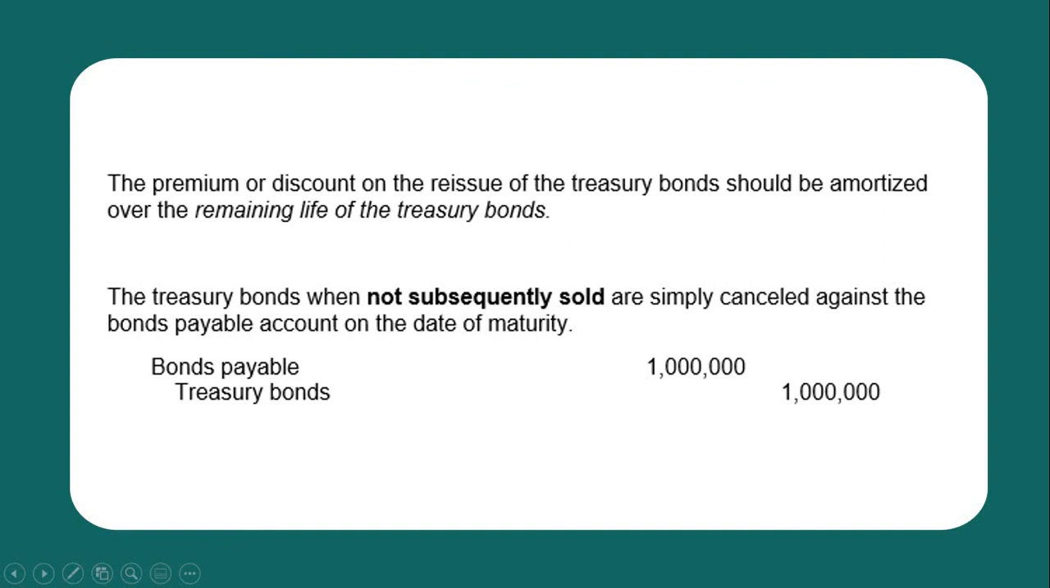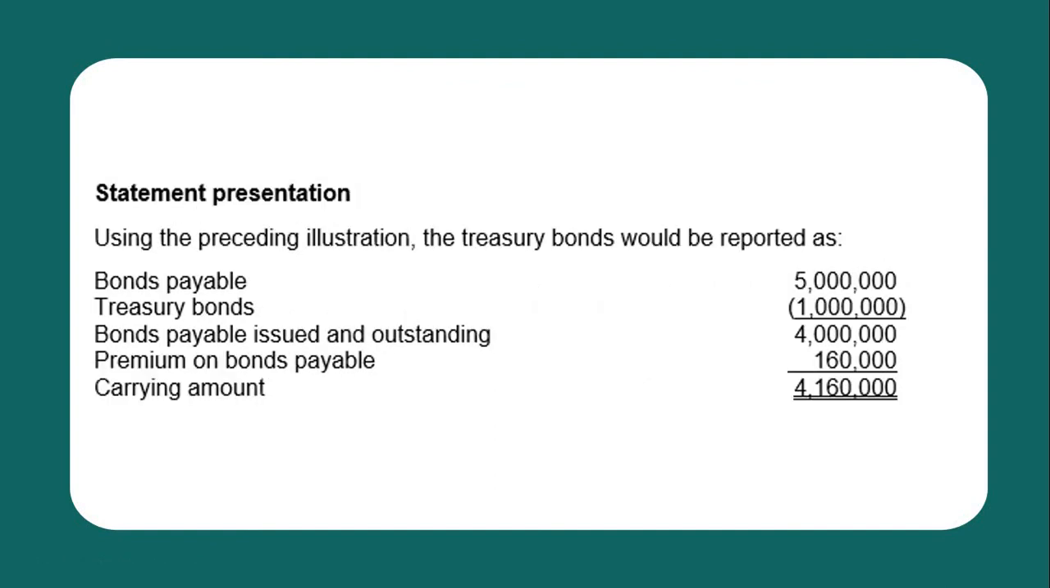Now, the treasury bonds, when not subsequently sold, meaning gi-retire na lang siya or gi-cancel, simply, ato lang i-cancel ang related bonds payable and at the same time, the treasury bonds. So, once i-cancel na ang treasury bonds, tanggalon na nato ang bonds payable. So, we will debit bonds payable, 1 million, and credit treasury bonds, 1 million. So, statement presentation. The treasury bonds will be reported as a deduction of the bonds payable. Again, treasury bonds will be presented as a deduction from the bonds payable, to get the bonds payable issued and outstanding.